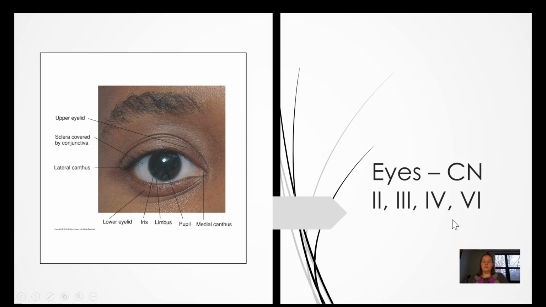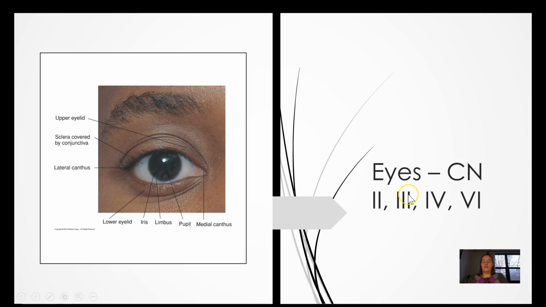So our eyes are controlled by cranial nerves 2, 3, 4, and 6. Okay, again, 2, 3, 4, and 6. Please know the Roman numerals. Okay, it is not going to help you to write the alphanumeric numbers. Okay, so looking at the eyes, 2 and 3 are our pupillary reaction.